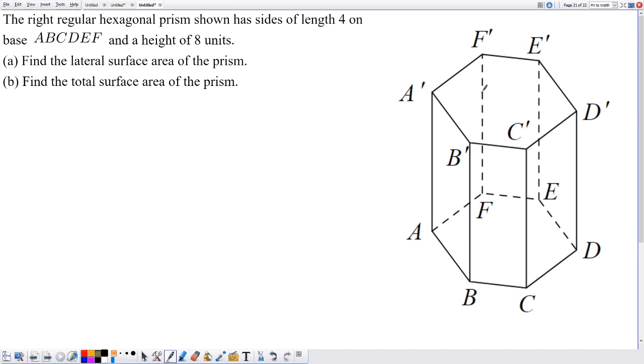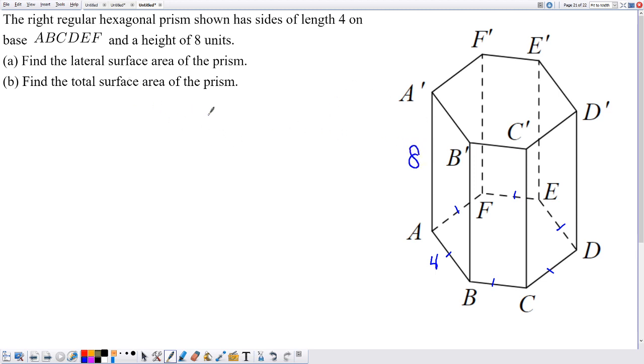Hello again. So in this problem, we have a right regular hexagonal prism, which has side lengths of 4 on the base A, B, C, D, E, F, and a height of 8 units. The key word is regular, which means that all the side lengths on the base are the same, and they all have a length of 4. And the height of this prism is 8, so that would be the length from like A to A prime.